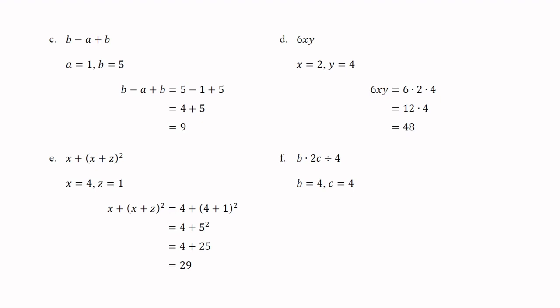And then finally in F here, we've got B is 4, C is 4. So we're going to put those 4s in place of our variables. And now we're going to multiply left to right here. 4 times 2 is 8. 8 times 4 gives us 32. And then 32 divided by 4 gives us 8.